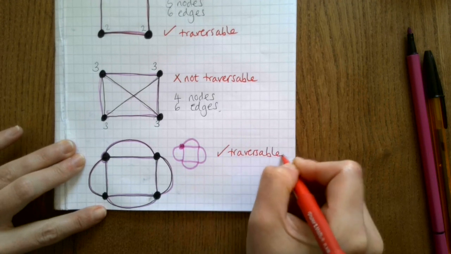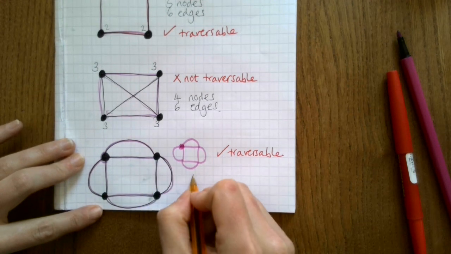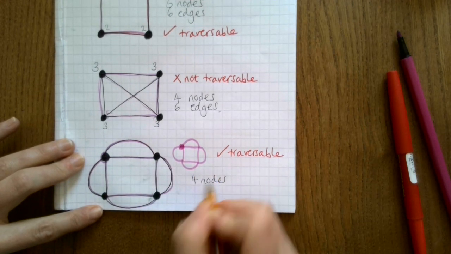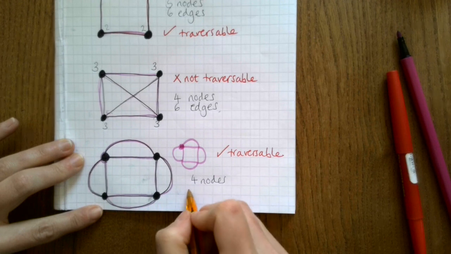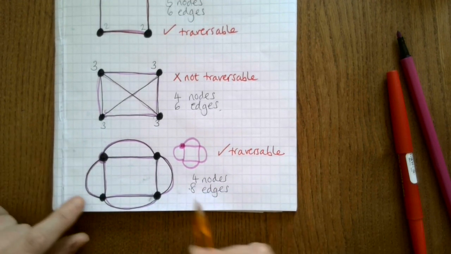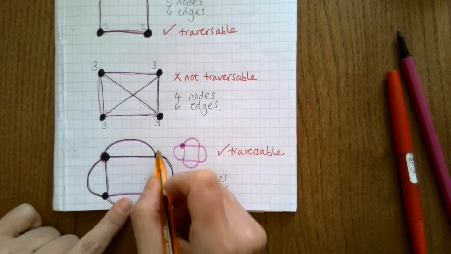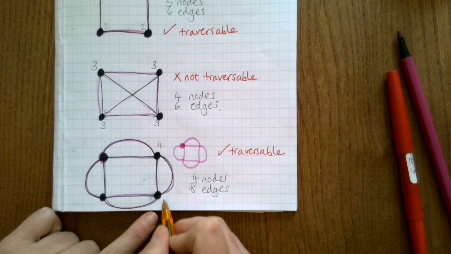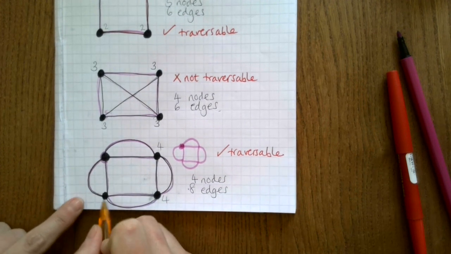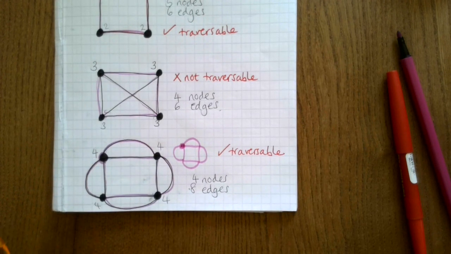So that one was traversable. If I count the number of nodes, there's 4 nodes. There's 8 edges. And then if I count the order of them, the number of edges that come out of each node, this one's got 4 coming out of it. This one's got 4 coming out of it. This one's got 4 coming out of it. And this one has also got 4 coming out of it. So they all had order 4.